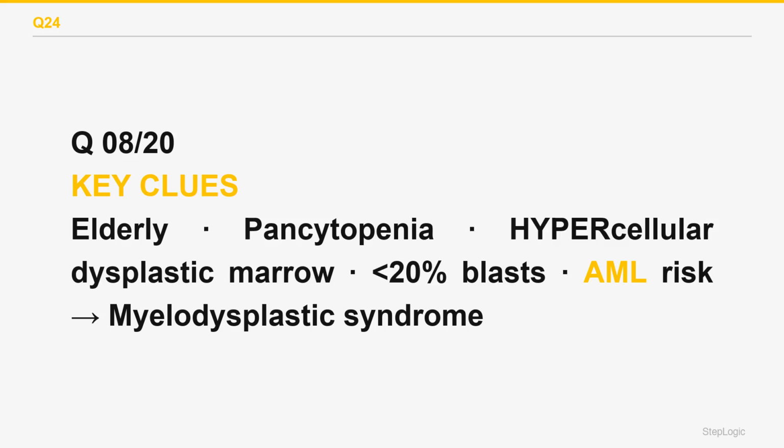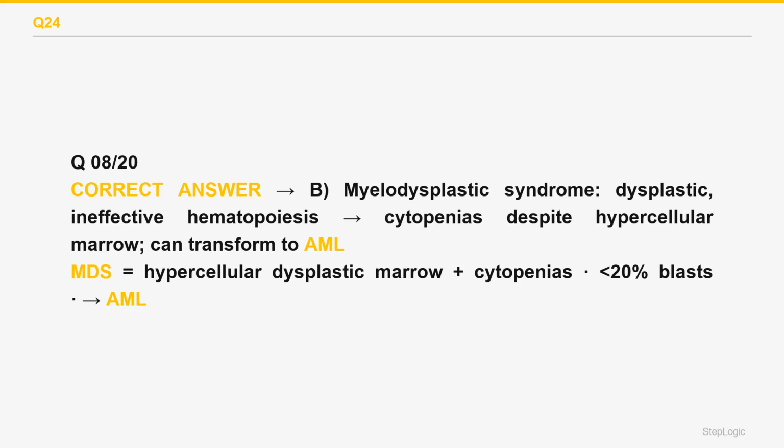The marrow is hypercellular, busy making cells, but the cells are dysplastic, abnormally shaped and dysfunctional, and die before maturing, so the peripheral blood shows cytopenias: anemia, neutropenia, and thrombocytopenia. The marrow shows dysplasia across multiple lineages, often ring sideroblasts, and increased blasts that are still less than 20%. The correct answer is B.